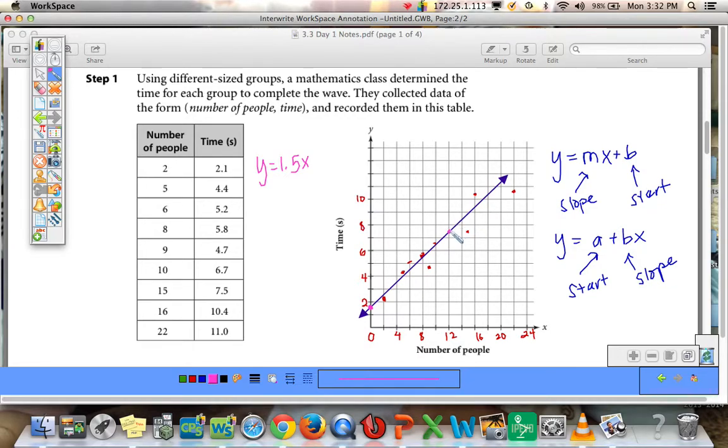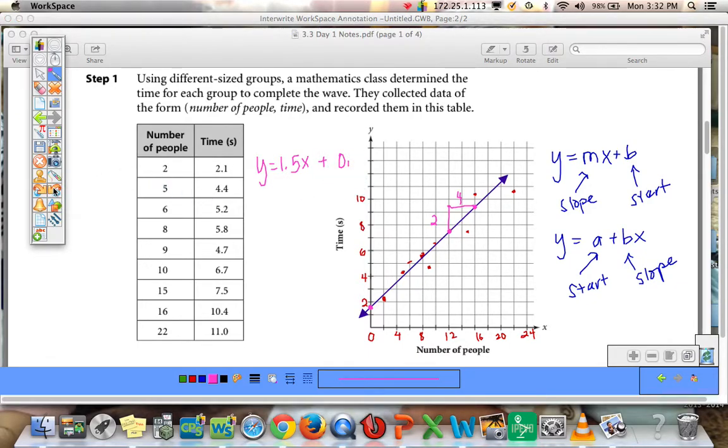So maybe I'll pick this point right here and this point right here. Again, they're not the best points to pick, but it looks like we're going up 2. Yep, this looks like about 2. And we're going over, remember how it scales, so we're going by 2's here. So we're going up 2 over 4. So our slope would be 1/2, or 0.5.